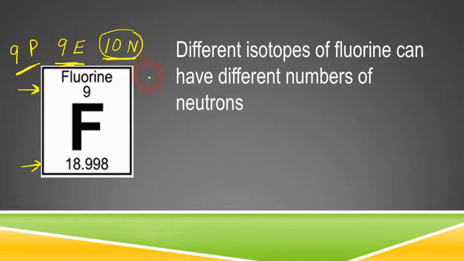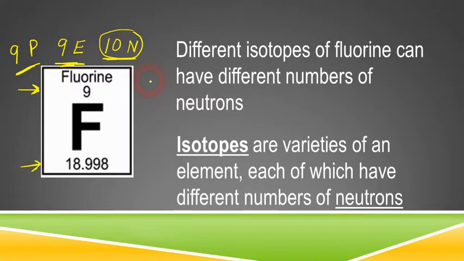And so this gives us our definition of an isotope. Isotopes are varieties of an element, each of which have different numbers of neutrons. And so we're going to take a look in this lesson today at different isotopes of elements, and we're going to learn the correct way to write the symbols for these isotopes, as well as the correct way to name them. And so let's take a look at this atom right here.